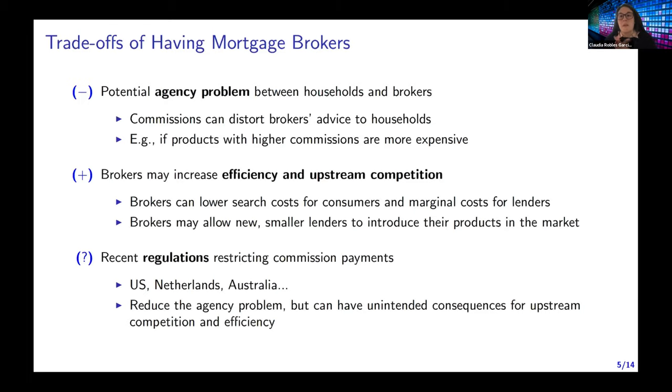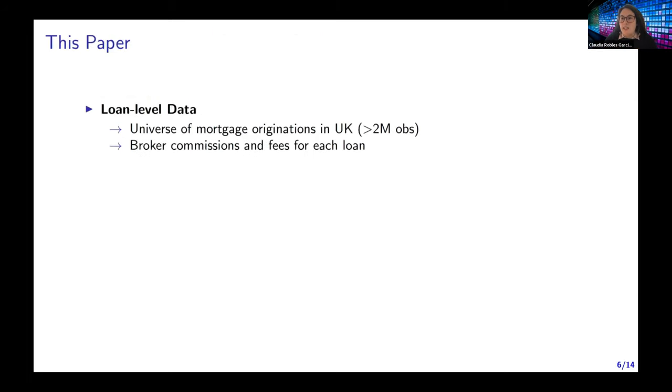So in this paper, I'm going to use this really cool data set on UK mortgages. And essentially, I'm going to observe all mortgages originated in the UK between 2015 and 2016. And what's really cool about this data set is that for every mortgage originated in the UK, I'm going to observe which broker originated the mortgage, as well as every single payment the broker received, both from the bank and from the consumer.